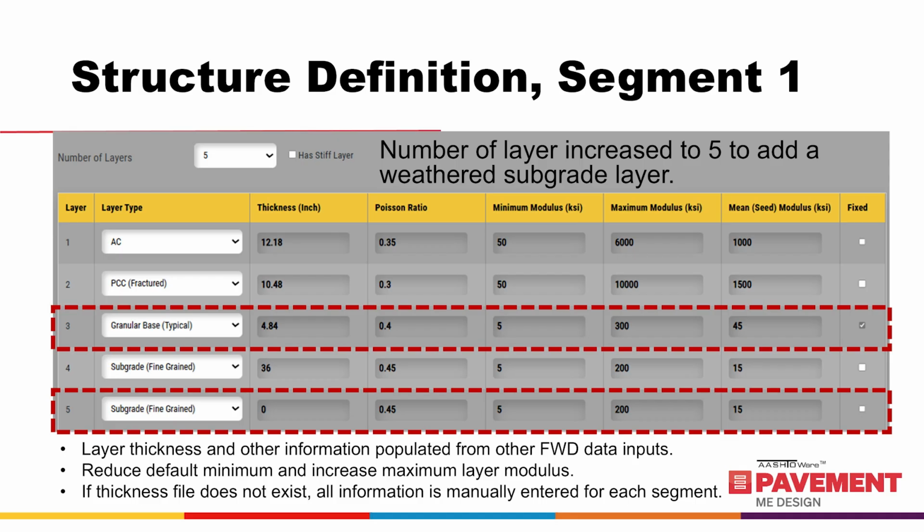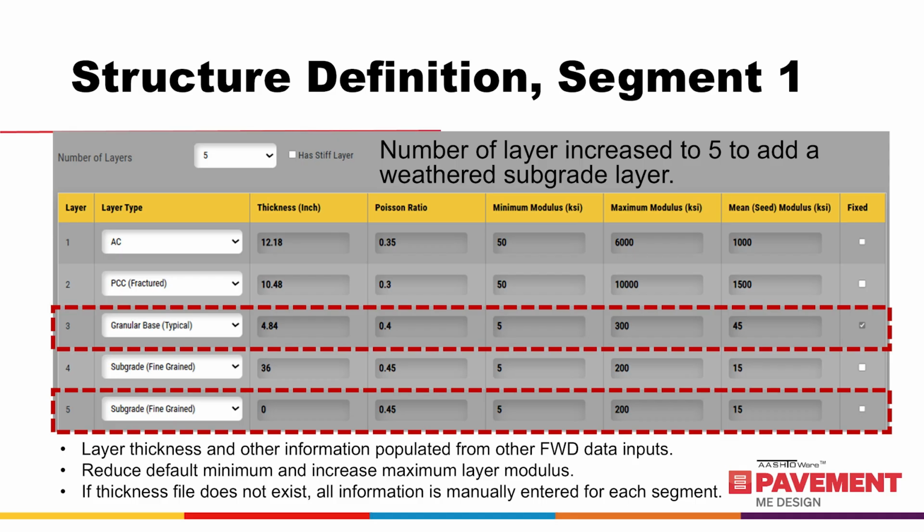The Layer 3 granular base in the screenshot has an average layer thickness of 4.84 inches, which is beneath a combined average layer thickness of 22.66 inches of a fractured PCC layer and dense graded asphalt layer. This certainly meets the definition of a thin layer. Thus, the fixed layer box should be checked so it is not back calculated.